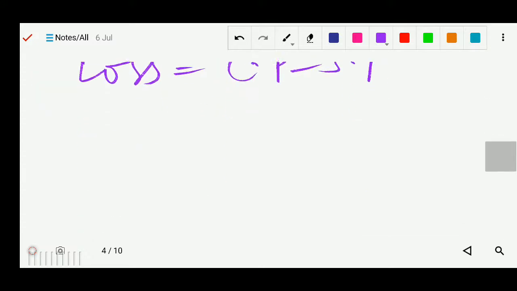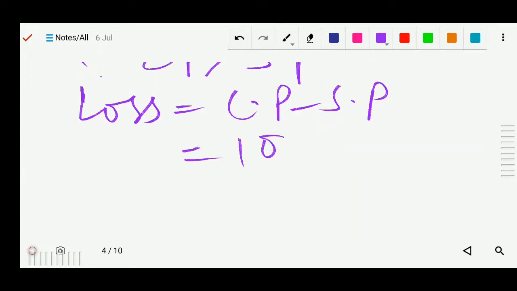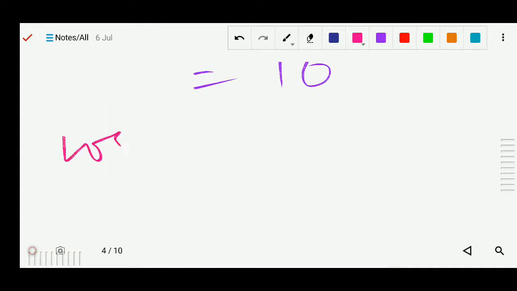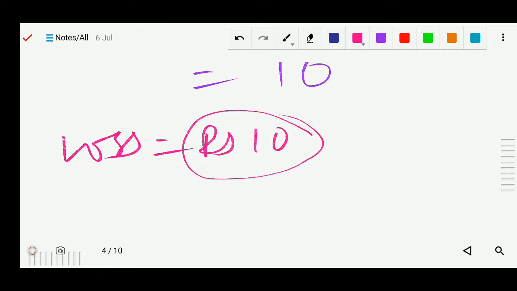So what is the CP? 100 rupees. So 100 minus 90, so sorry, 10. So now what is the loss? The loss is rupees 10. So there is a loss of rupees 10.